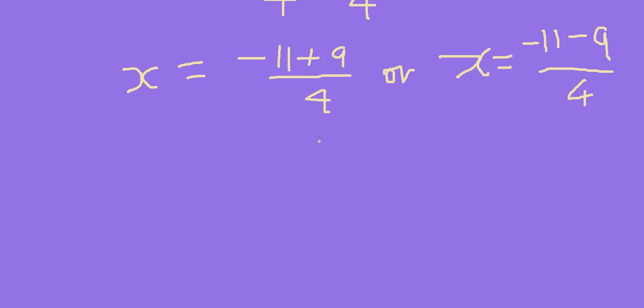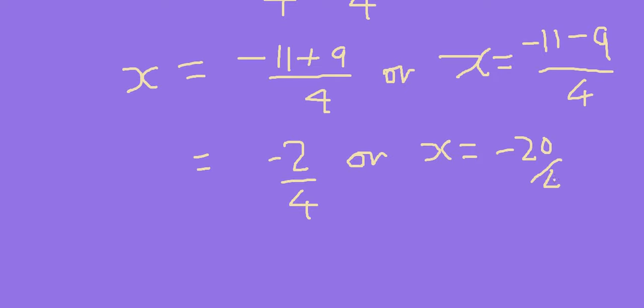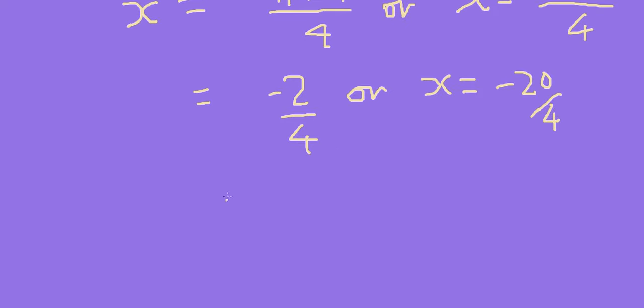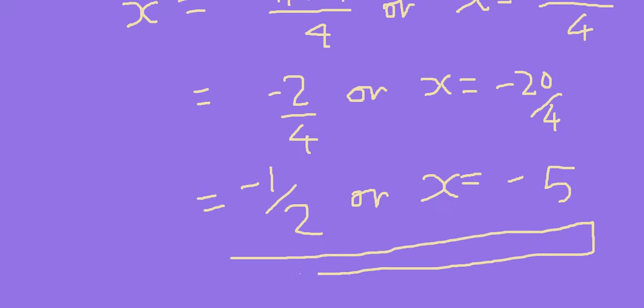So negative 11 plus 9 will be equal to negative 2 over 4, or x equals negative 20 over 4. After simplification, we are going to find that x equals negative 1 over 2, or x equals negative 5. So we have reached the end of this question. Oh, it was very long. Hope you have understood. Be blessed.